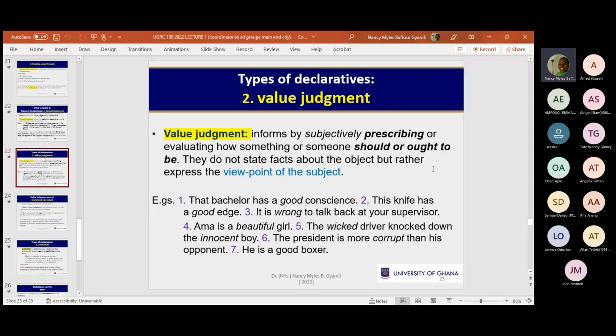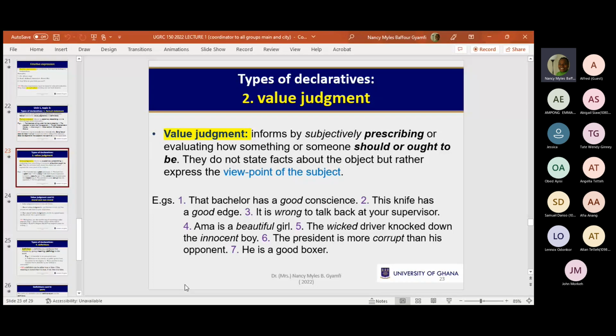It's a prescription or evaluation of what you think should be the case. That's value judgment, not what is the case. Okay, so that's the second type. That's why the wicked driver knocked down the innocent boy is a prescription of what is out there.